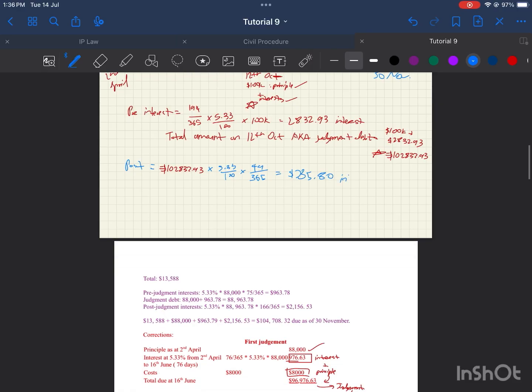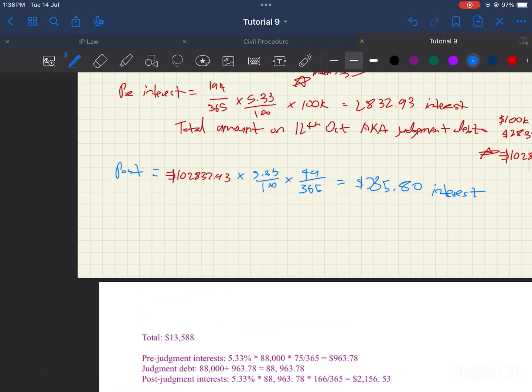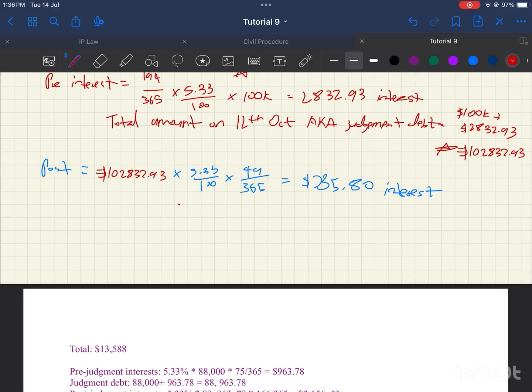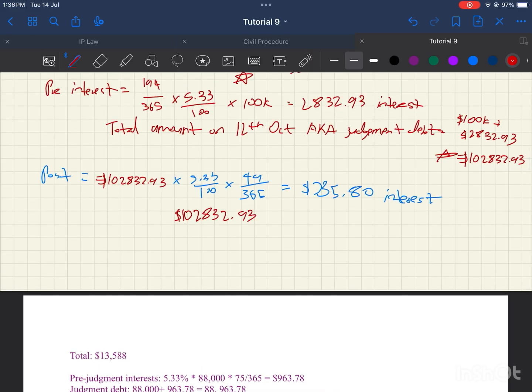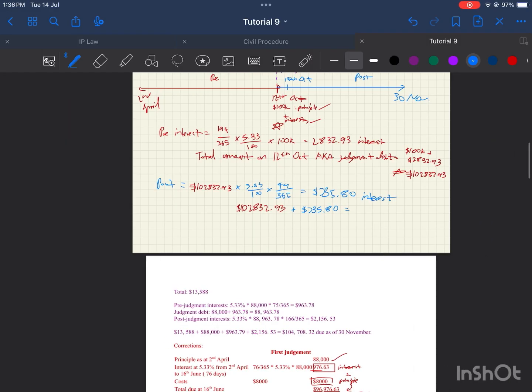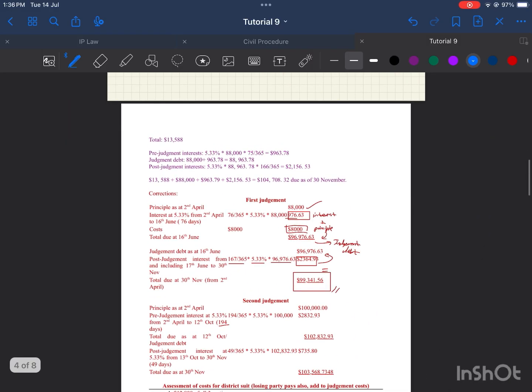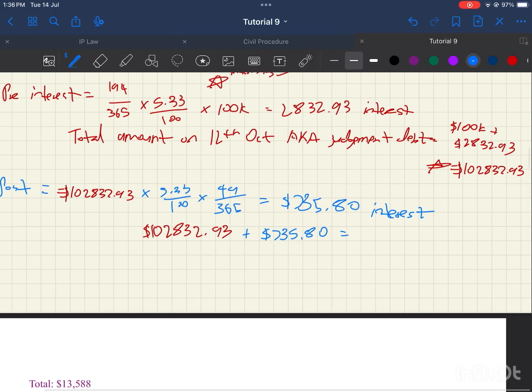So you get 102,832.93 plus 735.80, and you get $103,568.73. Right, and this is the total amount due for the second judgment.